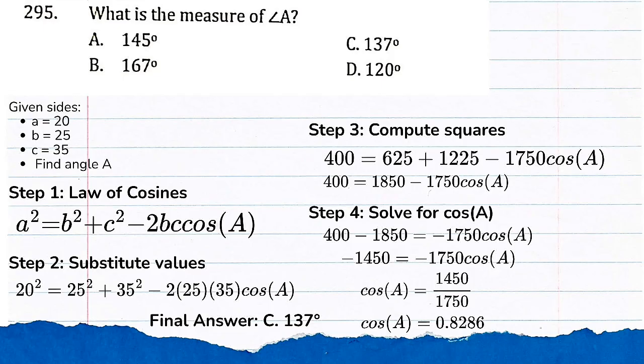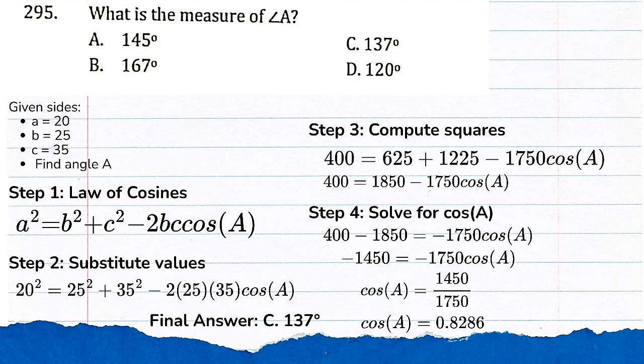To solve, the given sides, A equals 20, B equals 25, C equals 35. Now find angle A. So first step, law of cosines. A squared equals B squared plus C squared minus 2B cosine A. Substitute values. 20 squared is equal to 25 squared plus 35 squared minus 2 times 25 times 35 cosine A. Now compute squares. 400 is equal to 625 plus 1225 minus 1750 cosine A.